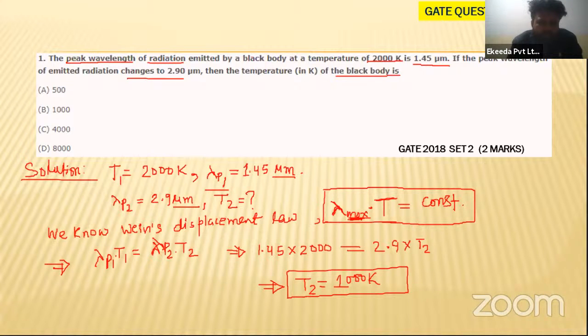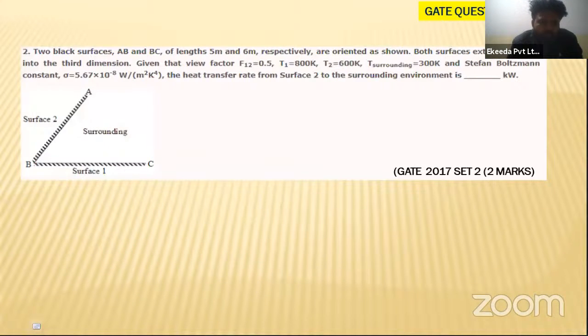If you will see the second question, this is a particular question they have asked in the 2017 set 2. Yes, Karthik. Okay. Now, two black surfaces AB and BC of length 5 meter. Two black surfaces AB and BC, my dear students. So already he has given the black surfaces. Let us see the solution of this question.